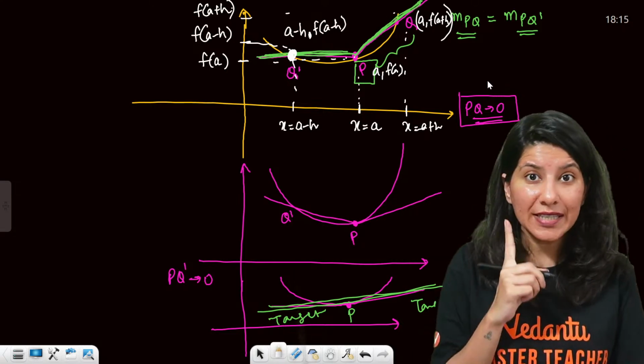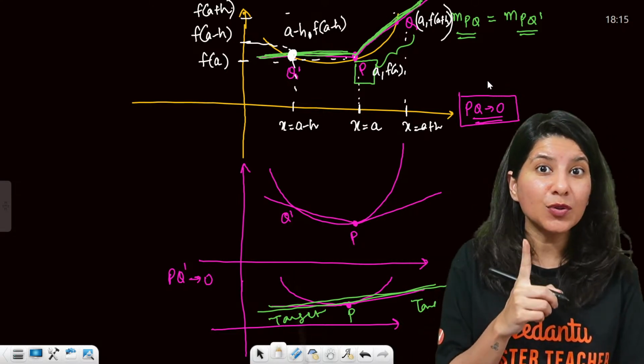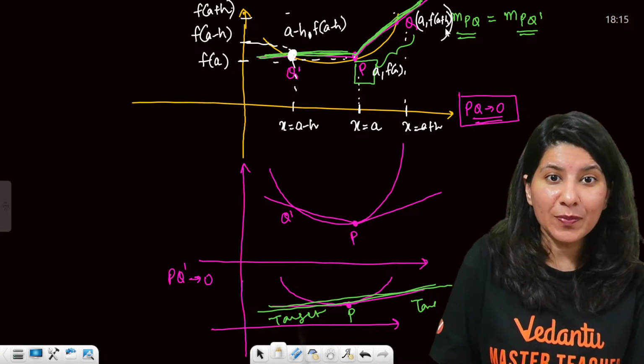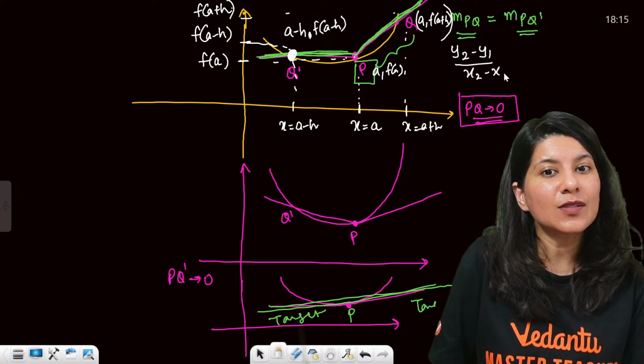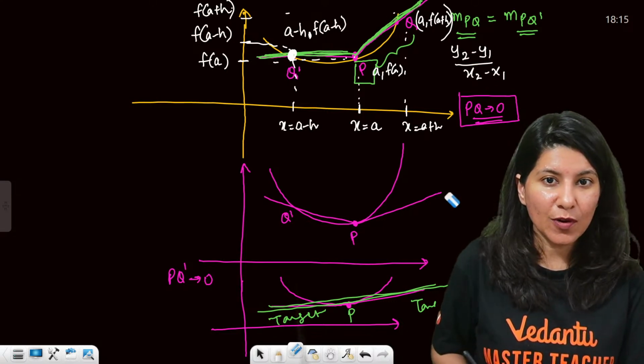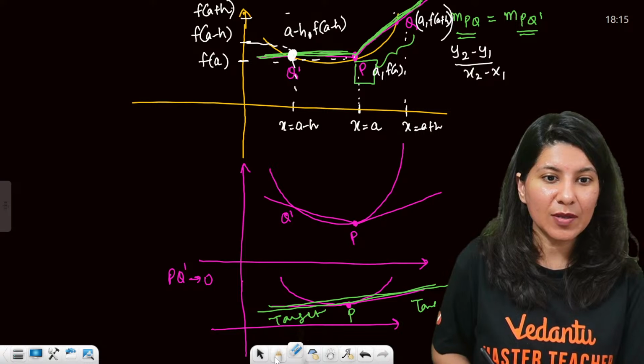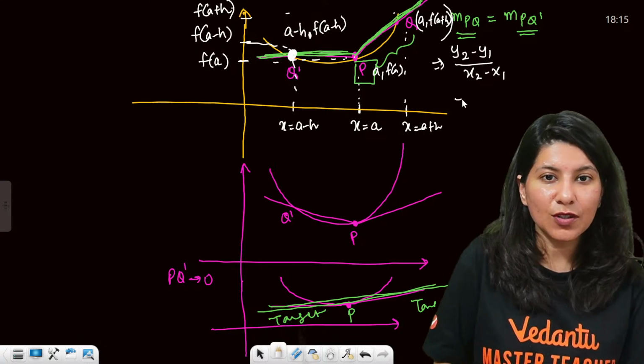Do you know how to write the slope? So slope of PQ will be what? Y2 minus Y1 upon X2 minus X1. Correct? Slope of PQ will be Y2 minus Y1 upon X2 minus X1. Correct or not? Yes, ma'am.